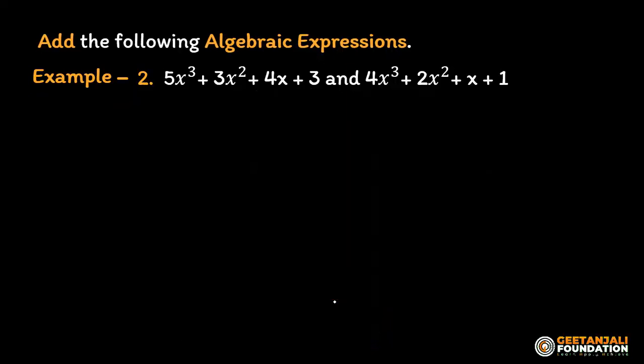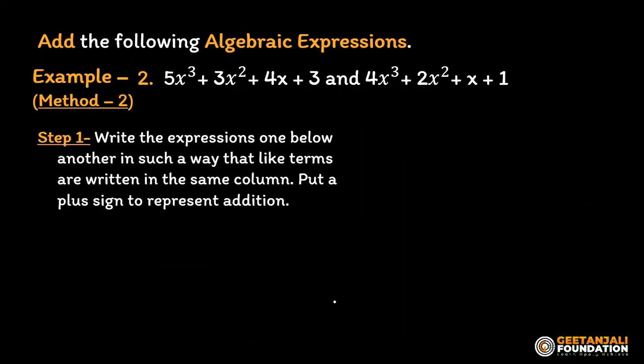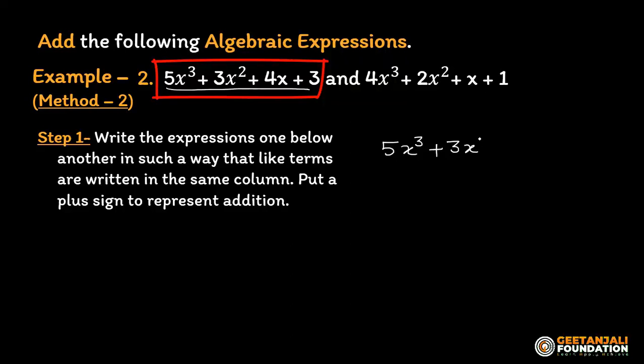Let's take the second method for the same example. In this method, we have to write the expressions one below another in such a way that like terms are written in the same column. So how do we go about it? First, we'll write this algebraic expression, and it is 5x cubed plus 3x squared plus 4x plus 3.